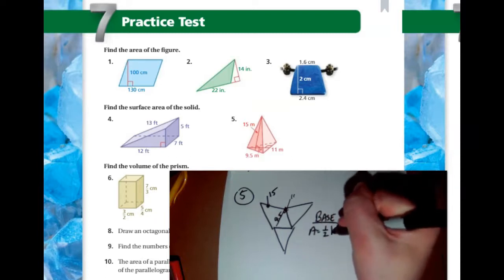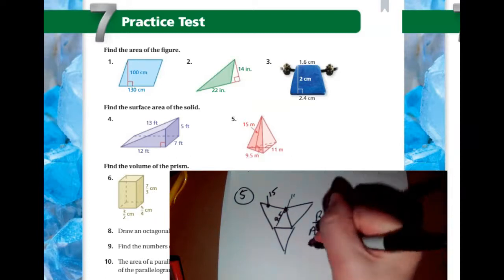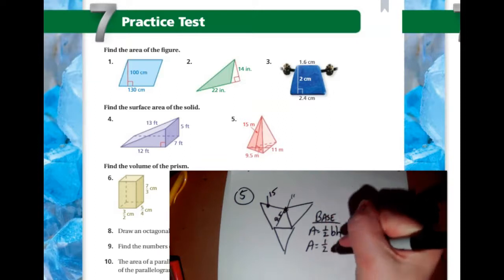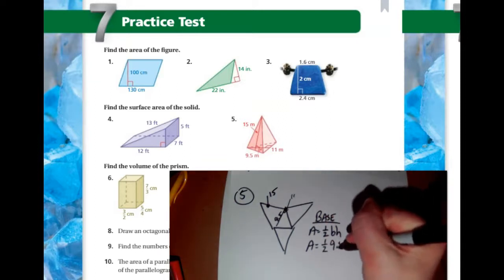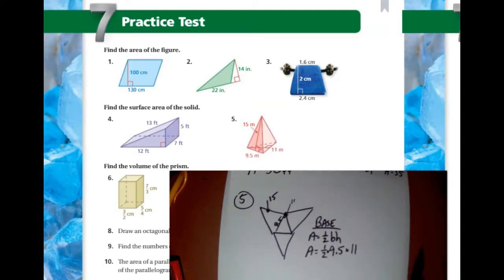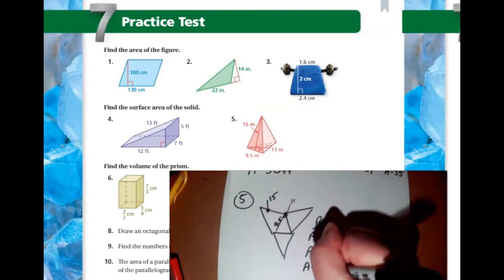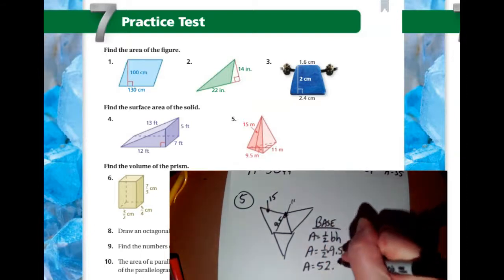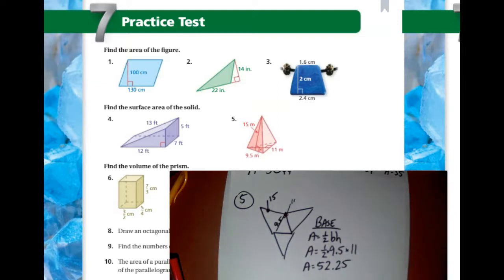Use my formula for a triangle. Area equals 1/2 times base times height. Plug in my base, which I know is 9.5. Plug in my height, which I know is 11. I'm going to go ahead and do this on the calculator again just to make it quick and easy for myself. So I have 1/2 times 9.5 times 11, and I end up with an area that is equal to 52 and 25/100ths, or 52 and 1/4. I should probably label that as meters squared.